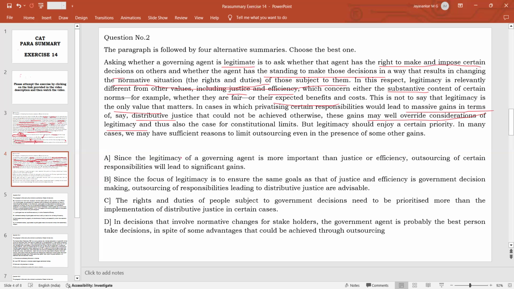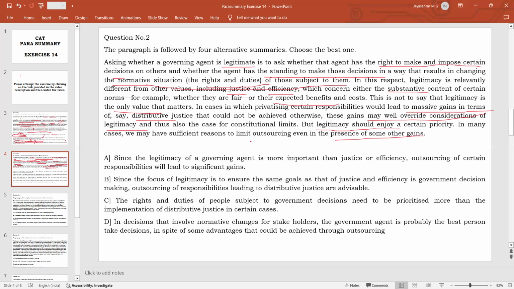But legitimacy should have a certain priority. So the passage says that justice and efficiency are important factors in decision making. Legitimacy is also a very important factor, but legitimacy is not the only important factor. Whenever there are a lot of benefits to be gained using the other factors, then legitimacy need not be an important factor. But legitimacy should have priority in situations when the gains from other factors are not very much.